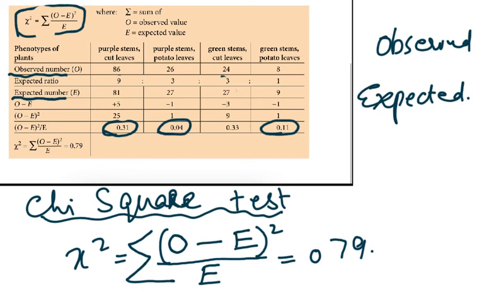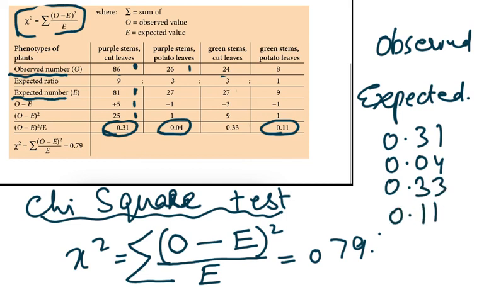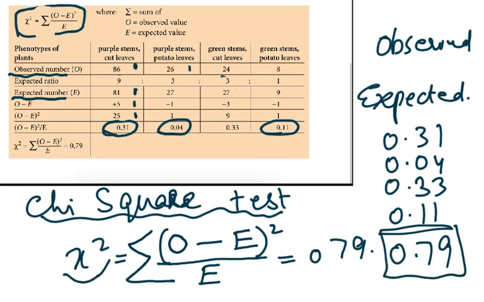So here I had O 86, right? Then 81. Then 86 minus 81 is 5. And then you square it, so 5 5s are 25. Similarly, we did it on this side and we got 0.04. And then what we did is we wrote all of these again. So 0.31, 0.04 and 0.33 and 0.11, and you got a value of 0.79. This of course was the answer. This was the chi-square value.